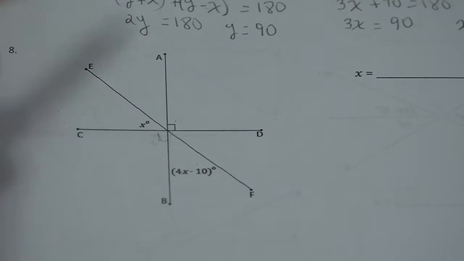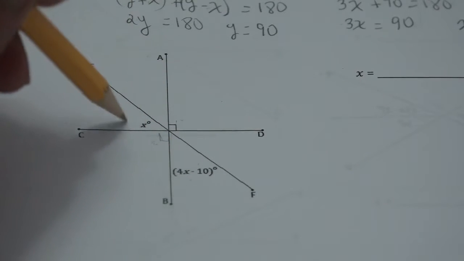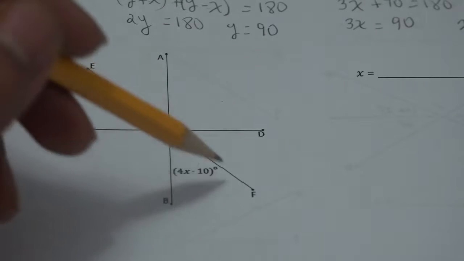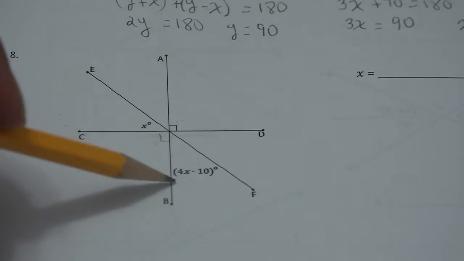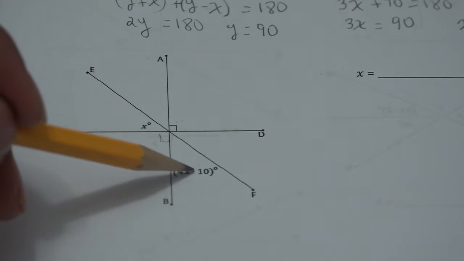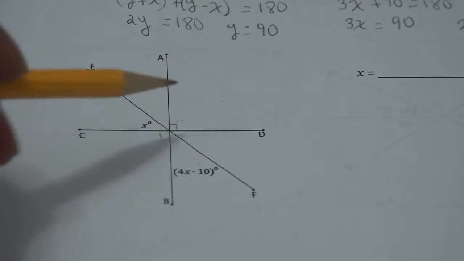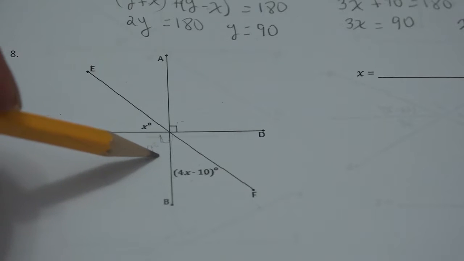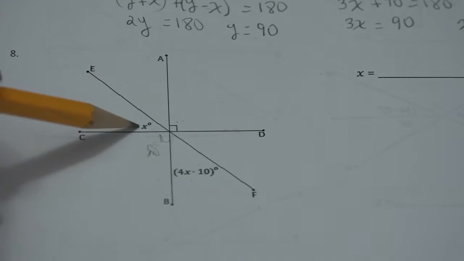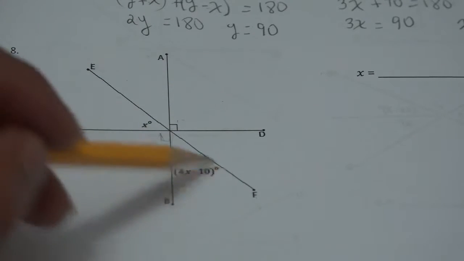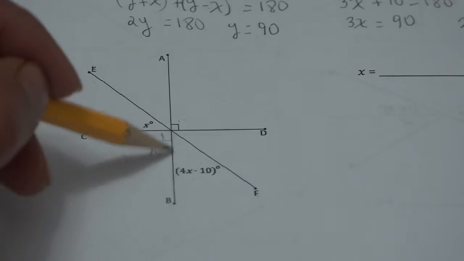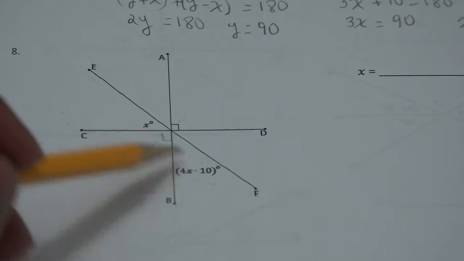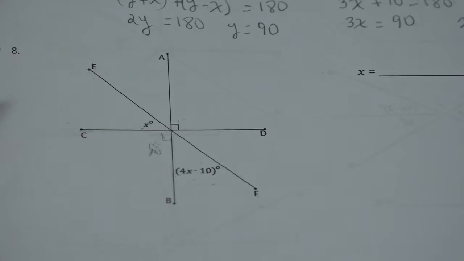Oh, okay. So then this angle and this angle should equal 180 because this is a straight line. Do you understand what I'm saying? So then I could do 4x minus 10 plus 90 plus x equals 180, which is the whole thing. Or, since I already know that this is 90 degrees, I could say that 4x minus 10 plus x equals what?